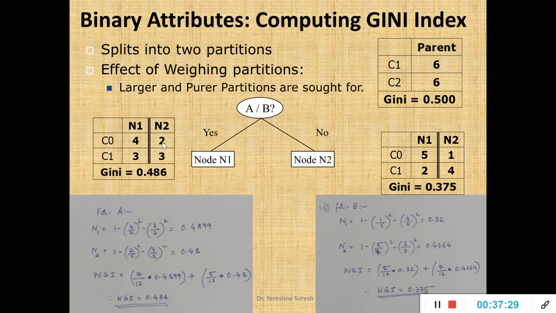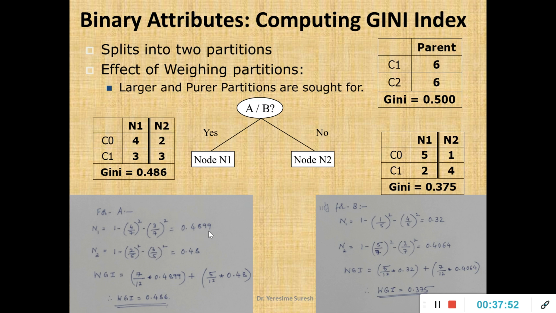Similarly, repeat it for node 2. How will this happen? 1 minus 2 by 2 plus 3, which is 5. So 1 minus (2 by 5) whole square minus, number of instances for class 2 with respect to node 2 is 3. So 3 divided by 2 plus 3, which is 5, (3 divided by 5) whole square. That is what I have done here: 1 minus (2 by 5) whole square minus (3 by 5) whole square. I will get a value of 0.48.